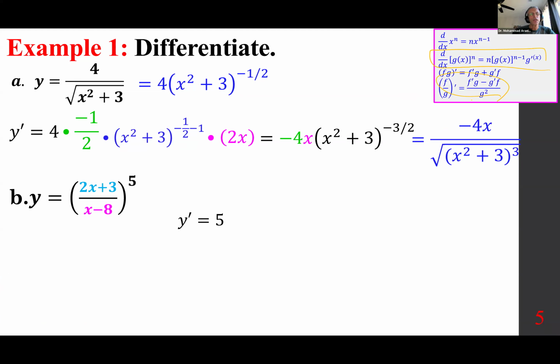Implicit differentiation: we recognize this as a product rule for x squared times y. We put a raised dot in between, and we call this f times g. And we use the product rule on that.